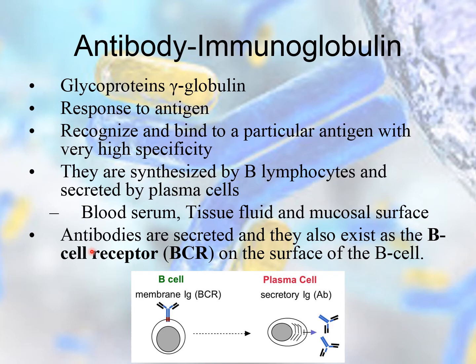Antibodies can be present in two forms in our body. Generally, antibodies are in the form of secretory antibodies. Like here you will see, they are secreted by the plasma cell and they move freely in the blood or tissue fluid. And sometimes they can also occur in a bound form, like in the case of the B cell receptor or BCR. So these BCRs are actually antibodies which are bound to the surface of B cells.